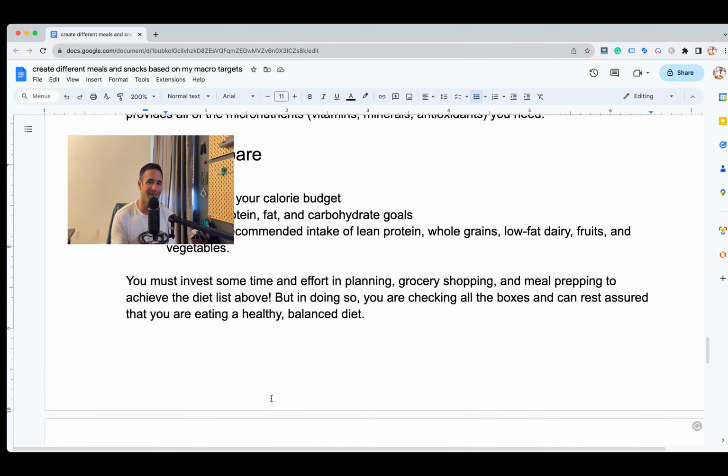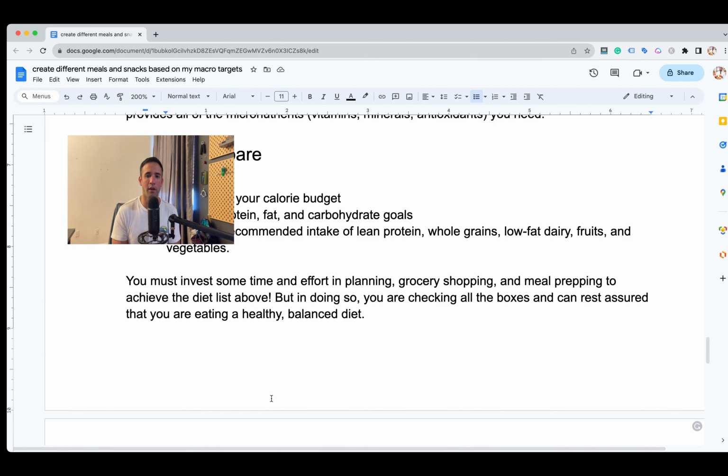So, right, a diet that stays within your caloric budget, hits your protein, fats, and carbohydrate goals, and meets the recommended intake for lean proteins, whole grains, low-fat dairy, fruits, and vegetables. There's no lying here. You've got to invest some time and some effort in planning, grocery shopping, and meal prepping to achieve the diet listed above. But in doing so, you're checking all the boxes and resting assured that you are eating a healthy, balanced diet, right? This does the trick for you.